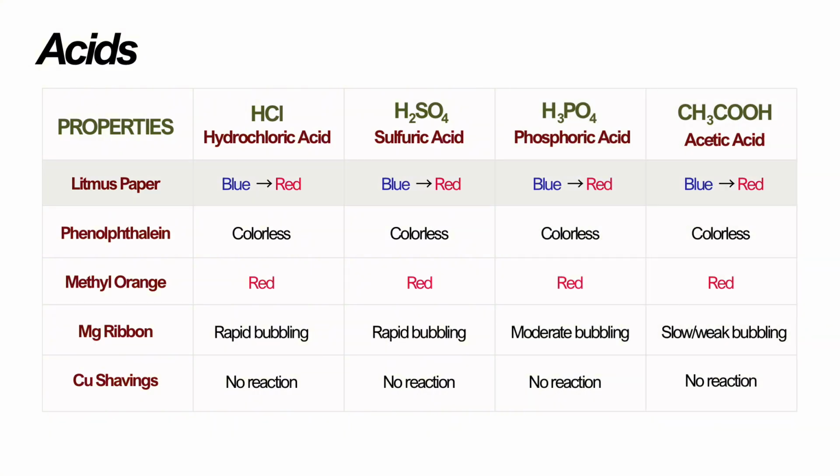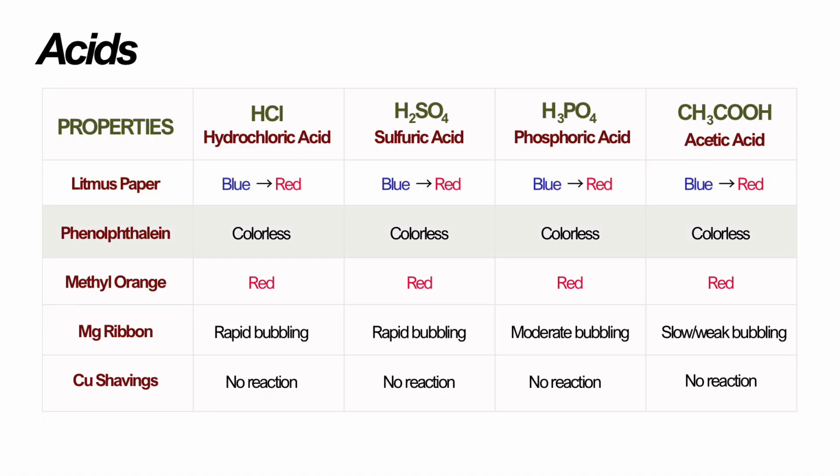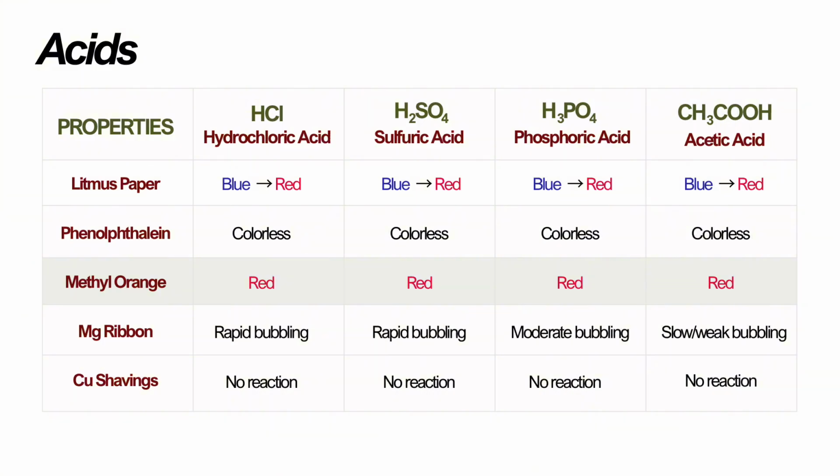For the first reaction, litmus paper, it's basically the same for all acids. The blue litmus paper turned red. Next is the reaction with phenolphthalein. It's the same for all acids: it remained colorless. And for methyl orange, it turned red, which is the same for all acids.